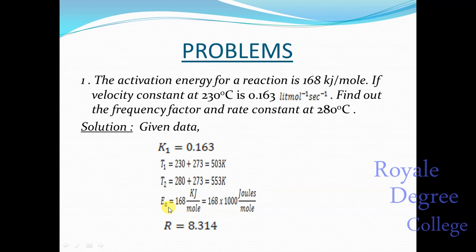Now we are using this: Ea is equal to how much, the activation energy value? 168 kilojoules per mole. This kilojoules per mole can be converted to joules per mole. So whatever the value will be for kilojoules per mole, it should be multiplied by 1000. So we can convert it to joules per mole. So we are writing here 168 into 1000 joules per mole. And R is the universal gas constant. Its value will be constant, that you have to remember, 8.314.